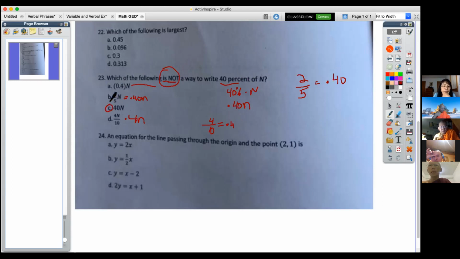Okay. Not a way to write. Not, because they don't want to not. Okay. Not a way to write.